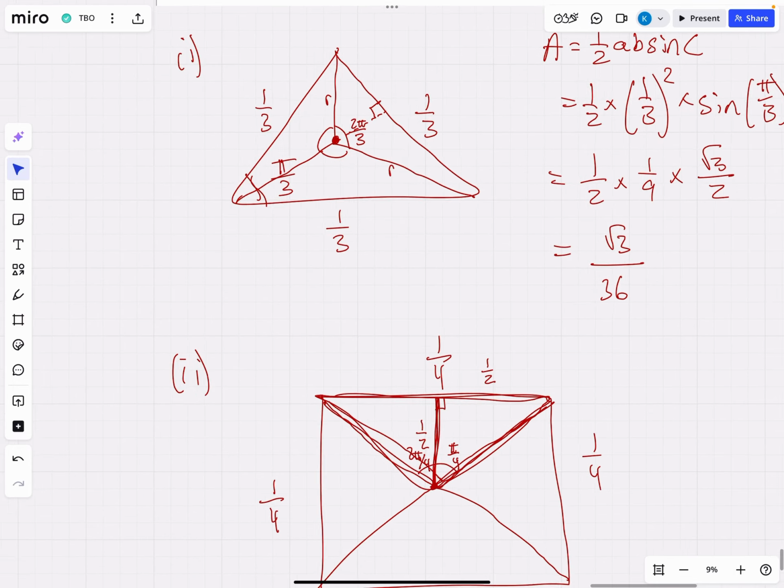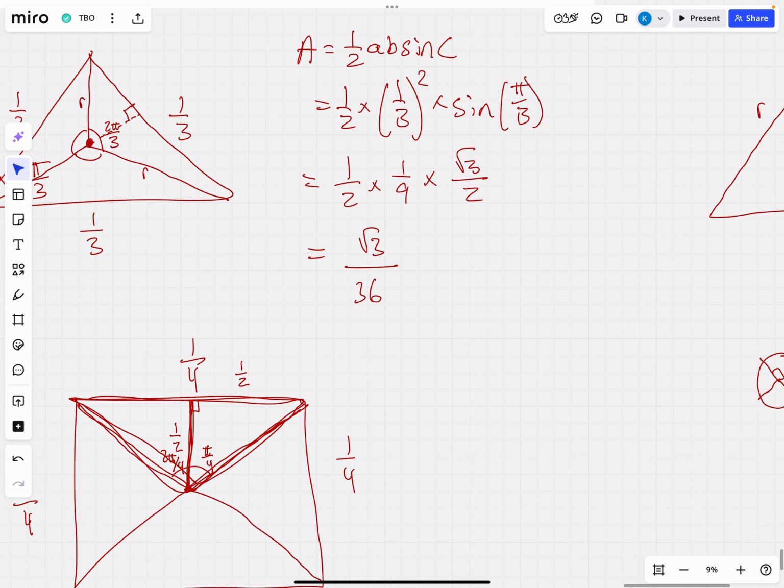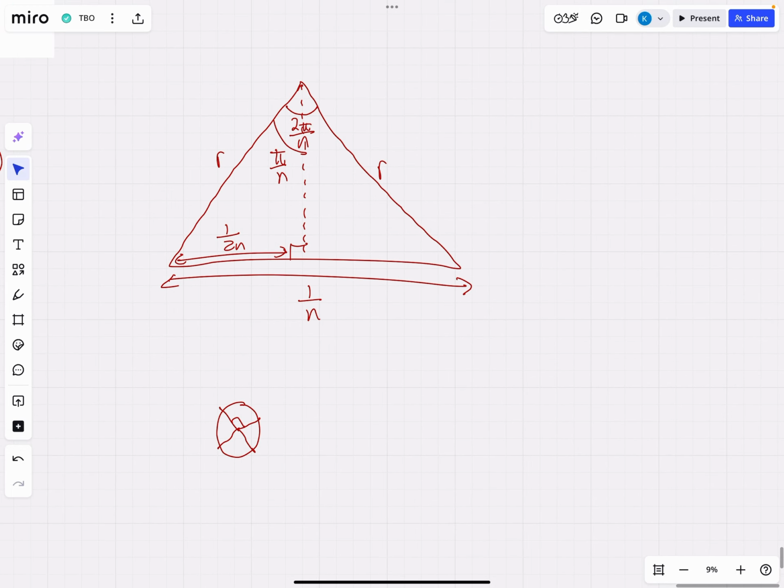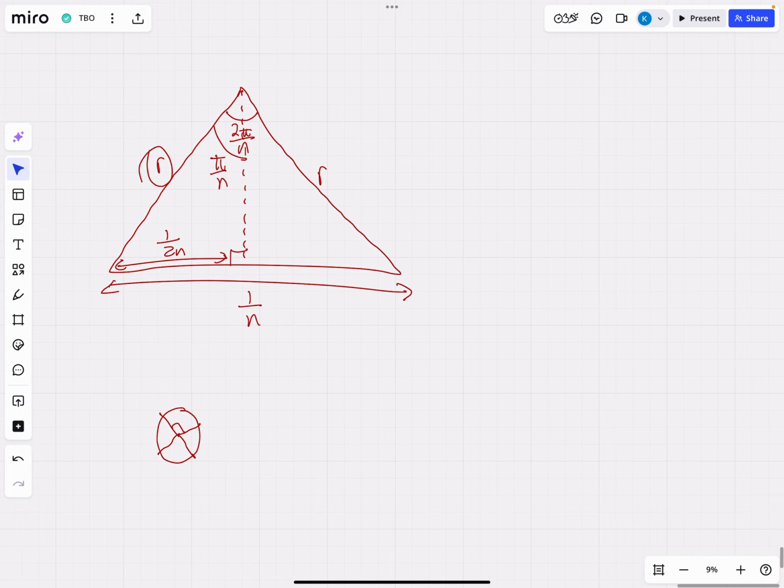And we know that the length here is simply going to be 1 over n. Therefore, we know that this length here is going to be 1 over 2n. But we want to find r in terms of n.